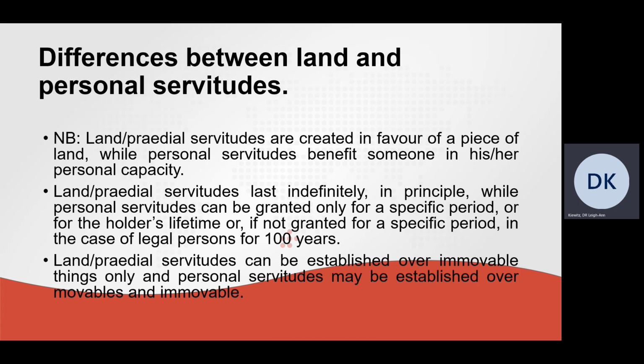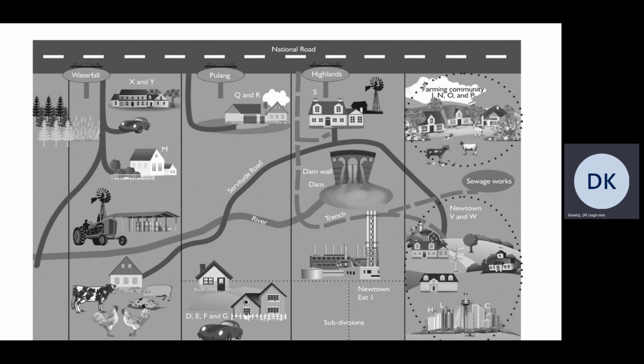What are the differences between land and personal servitudes? A land servitude is created in favor of a piece of land, while personal servitudes benefit someone in his or her own personal capacity. As you can see, M, the holder of the servitude of habitatio, benefits in her personal capacity. In the case of S having a servitude of right of way over Pulang to access the farm of X and Y, namely Waterfall, you can see that the servient tenement serves the dominant tenement. And that is how personal servitudes differ from predial servitudes.